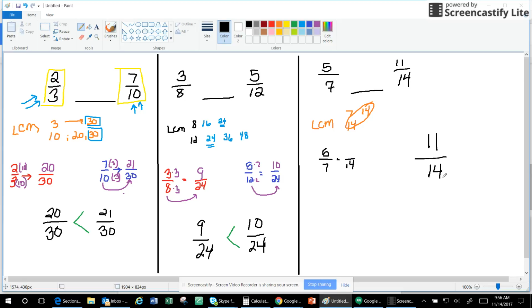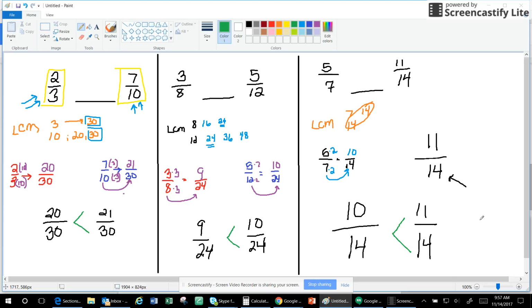I already have the lowest common denominator on that one. I don't have to change the 14 to anything. So 7 times what gives me 14? 2, which means I need to multiply the top by 2, and I get 10. So this is 10 over 14. And we're comparing that to 11 over 14. And again, 10 over 14 is less than 11 over 14.